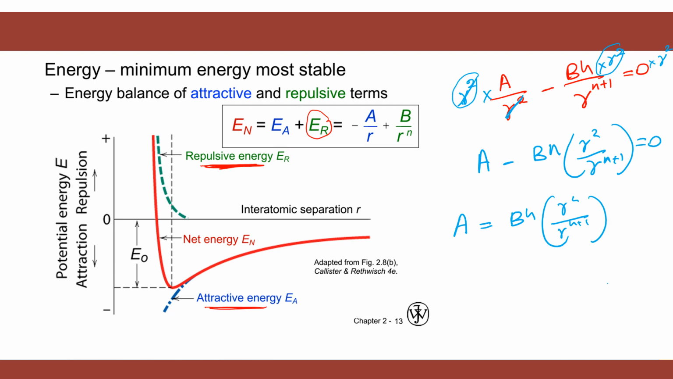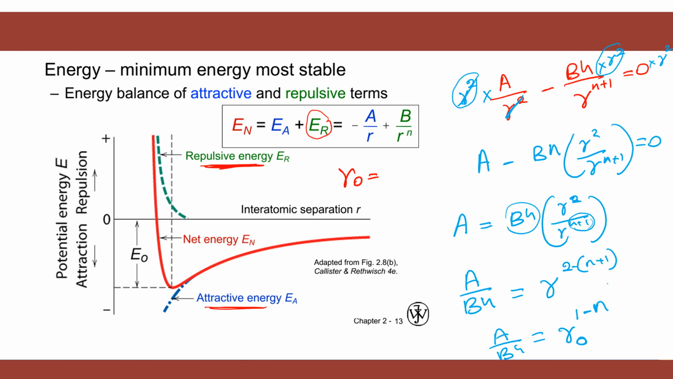Then I can say, I can take the Bn to this side. A over Bn is equal to R2 minus n plus 1. I can take this side up if I minus it. So I have R1 plus 1 minus n is equal to A over Bn. This R is my R naught. So if you want to make R naught the subject, R naught will be equal to A over Bn to the power of 1 over n plus 1. Do you understand this or not?